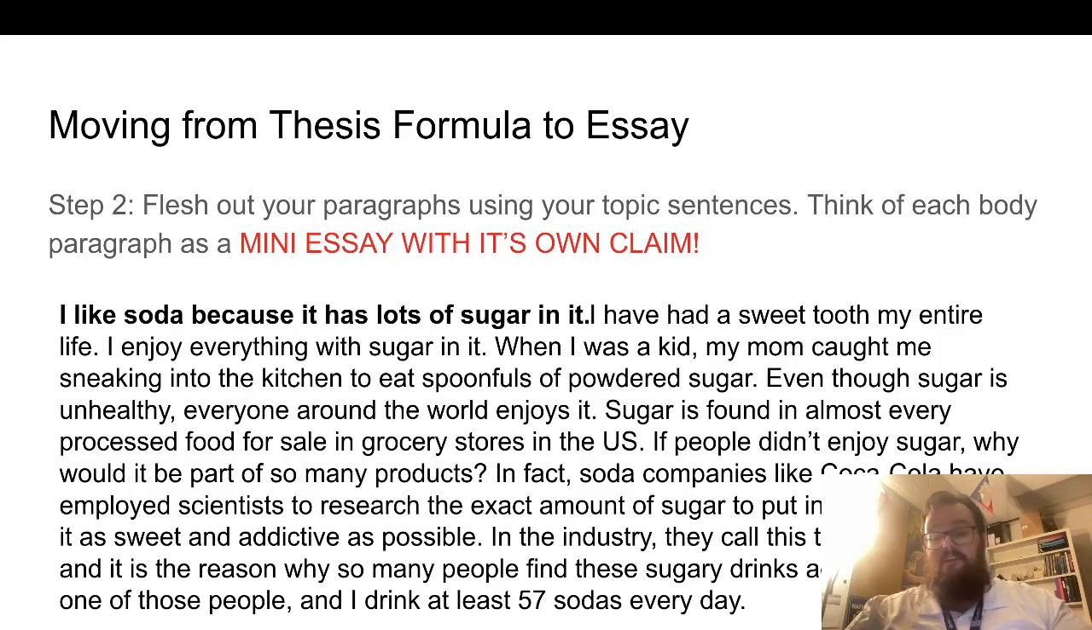In fact, soda companies like Coca-Cola have employed scientists to research the exact amount of sugar to put in a soda to make it as sweet and addictive as possible. In the industry, they call this the bliss point, and it is the reason why so many people find these sugary drinks addictive. I am one of those people, and I drink at least 57 sodas a day.